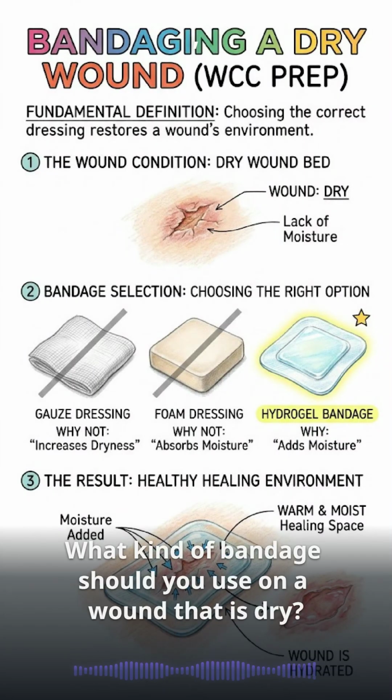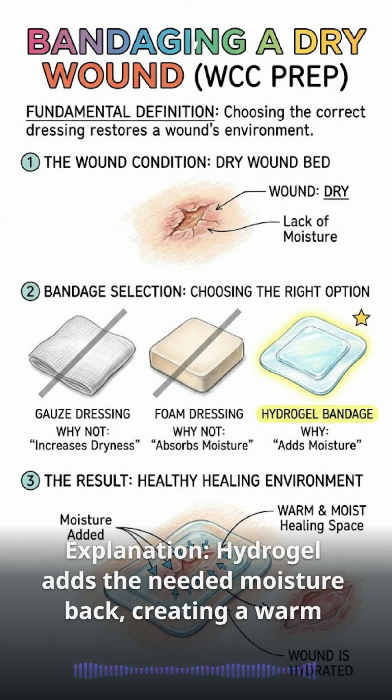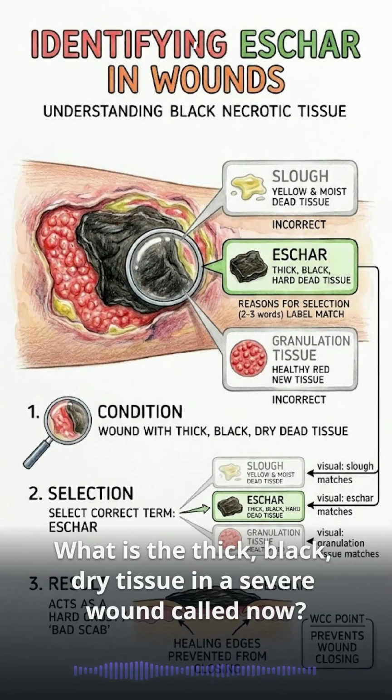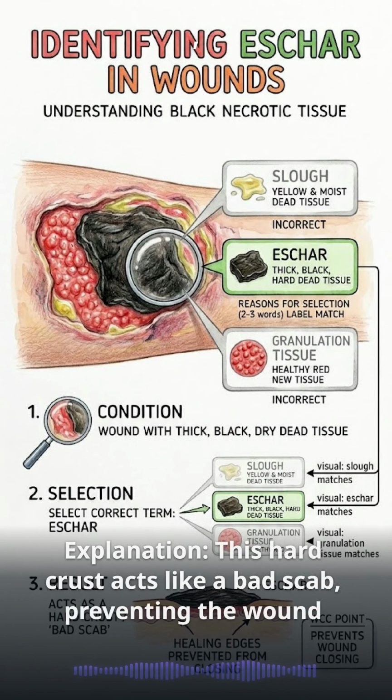5. What kind of bandage should you use on a wound that is dry? You should use a hydrogel bandage on a wound that is very dry. Hydrogel adds the needed moisture back, creating a warm and wet healing space. 6. What is the thick, black, dry tissue in a severe wound called? The thick, black, and very dry dead tissue is called eschar by doctors. This hard crust acts like a bad scab, preventing the wound from closing.